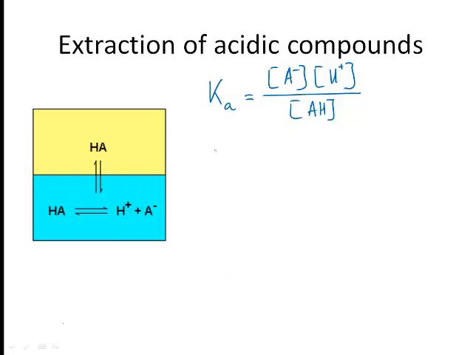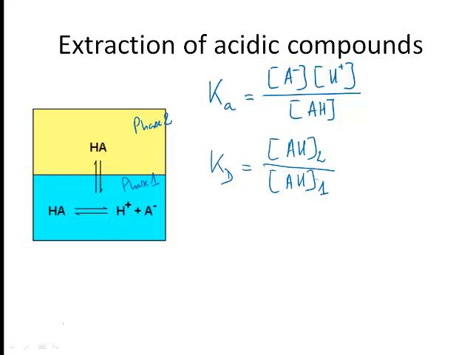And we also have a distribution or partition coefficient Kd between AH in the organic phase, phase 2, over AH in phase 1, which would be water. So Kd is equal to the concentration of the acid AH in phase 2 over that in phase 1.